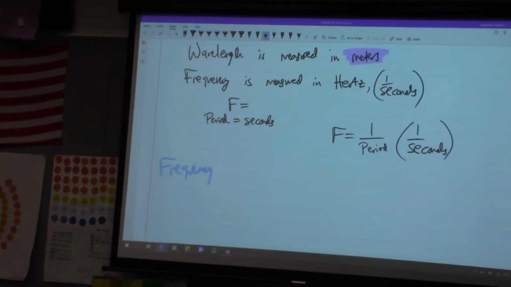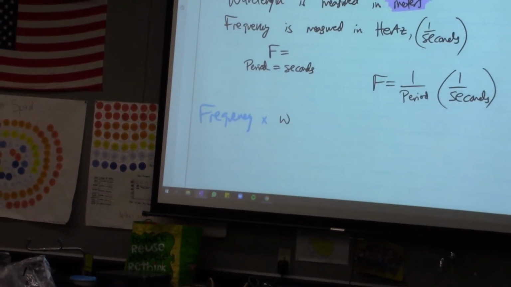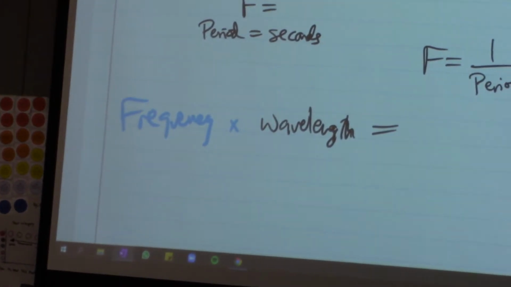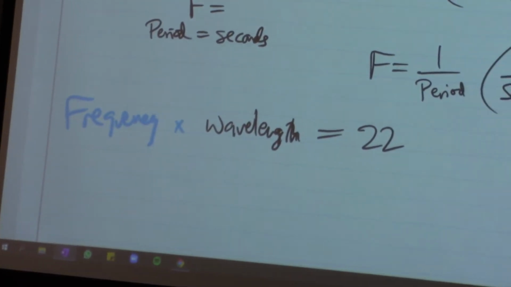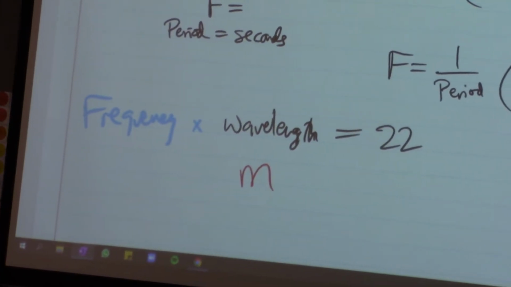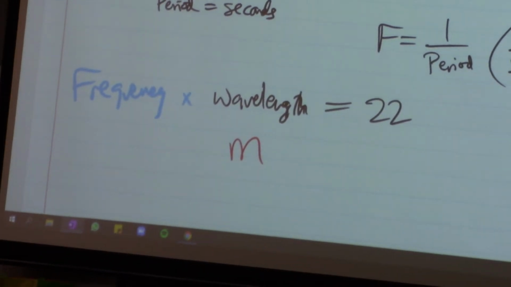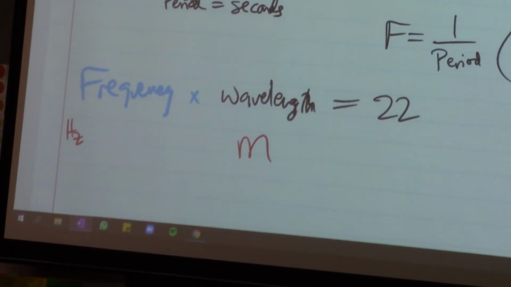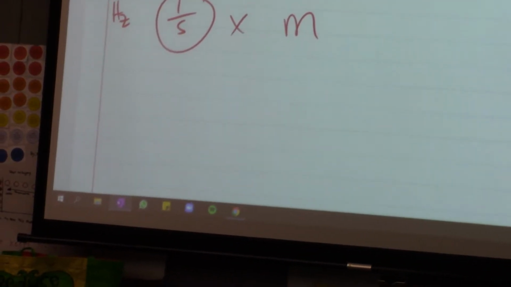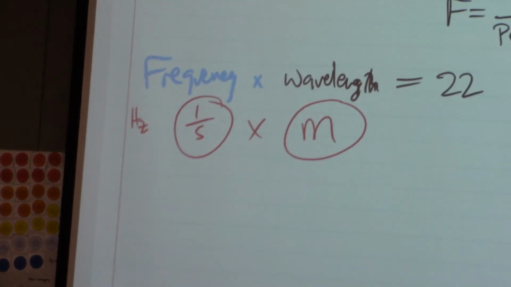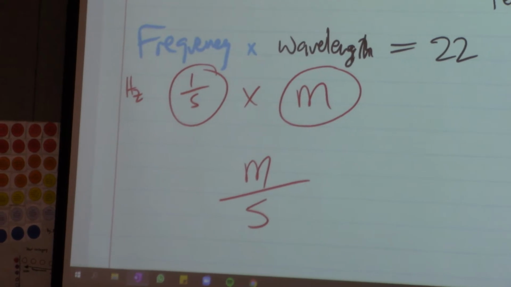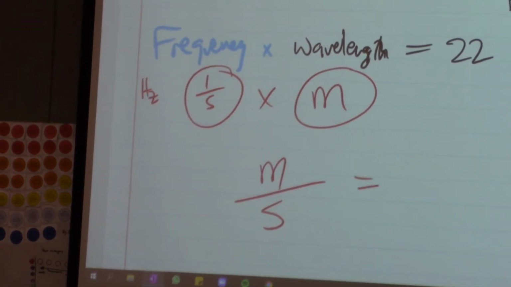Equals 22. Frequency times wavelength at the moment is equal to 22, right? But what is wavelength measured in? Meters. What is frequency measured in? Hertz, or 1 over seconds. If you're multiplying 1 over seconds times meters, it's meters over seconds. So meters over seconds is equal to 22.